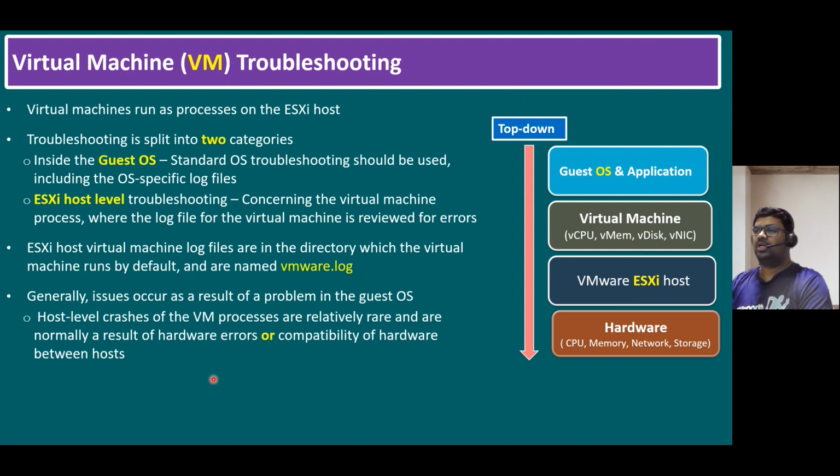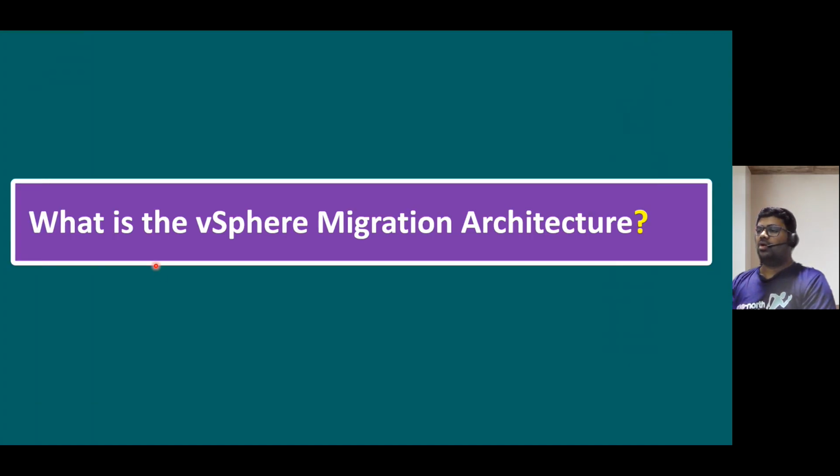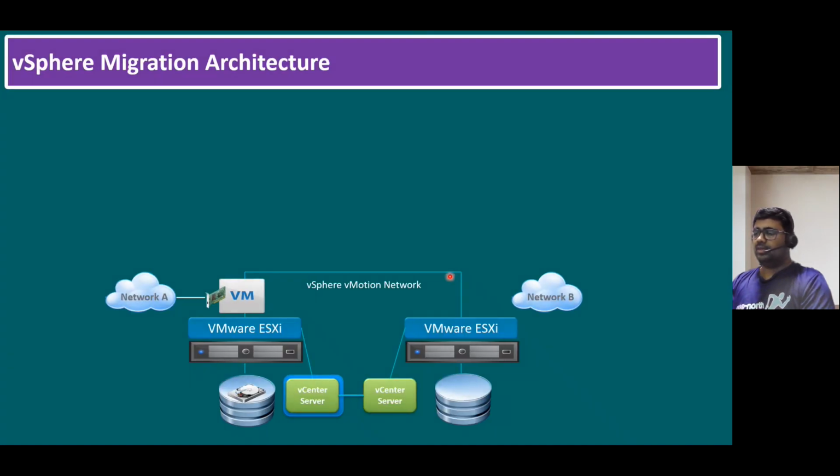This is the most common repeated virtual machine layer issues. Okay, now let's talk about the vSphere migration architecture. Before we deep dive into vMotion and SvMotion troubleshooting, we need to understand our vSphere migration architecture at the vCenter level. Let's understand this architectural diagram.